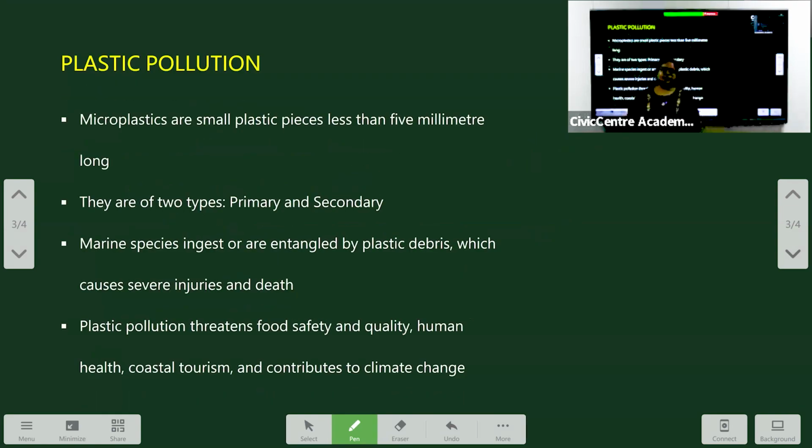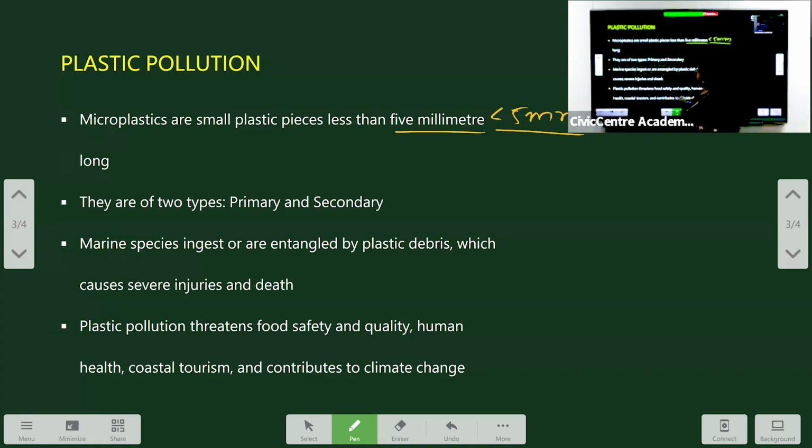What are microplastics? Microplastics are those plastics which are less than 5 millimeters in length. So when they become microplastics and enter into the aquatic ecosystem, they tend to bioaccumulate. That means they do not leave the bodies of the aquatic organisms, and when these fish are consumed by higher trophic level animals, this leads to biomagnification of the same.